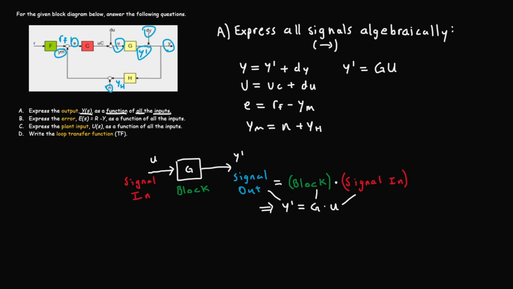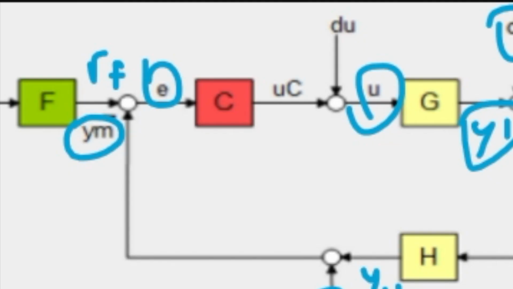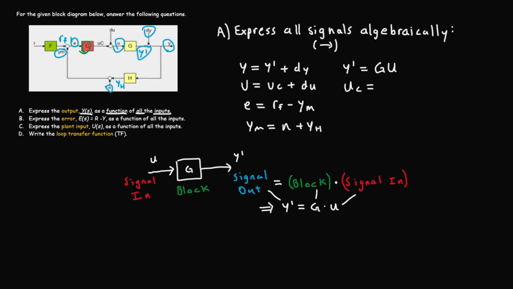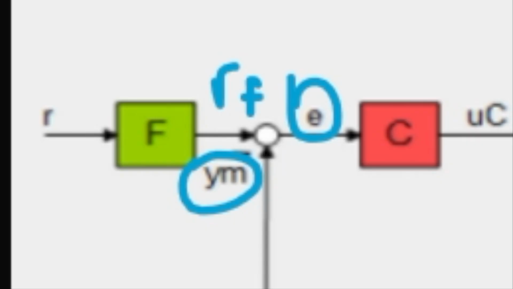And now let's try doing the same for the signal UC, which is coming out of the controller block C. So again, that is going to be the block times the input signal, which is E. So in this case, it's C times E, just like so. And now moving on to the signal RF, which is the signal coming out of the pre-filter block F.